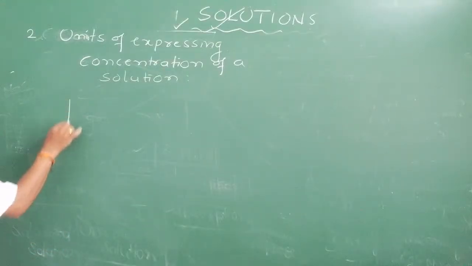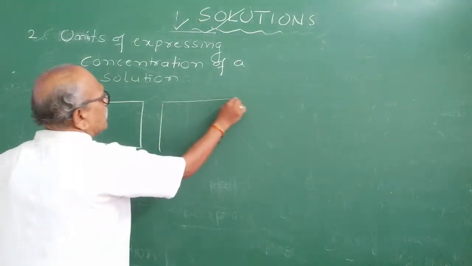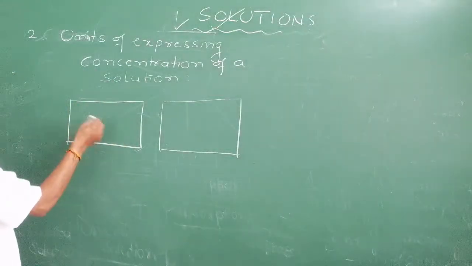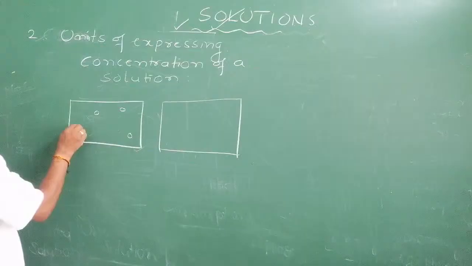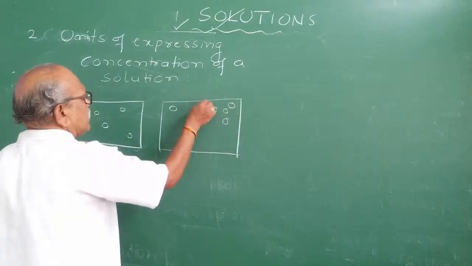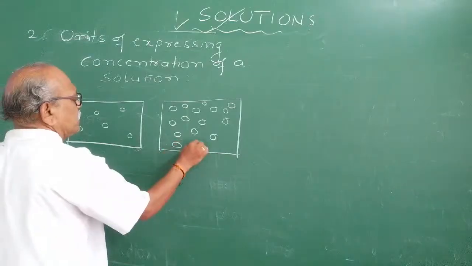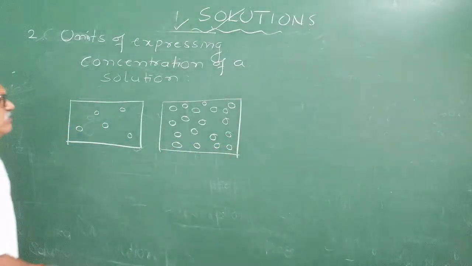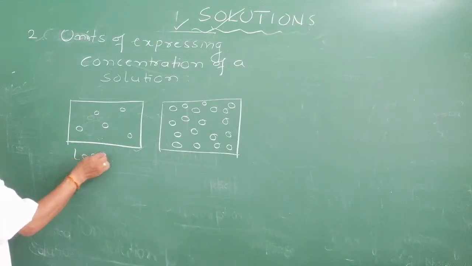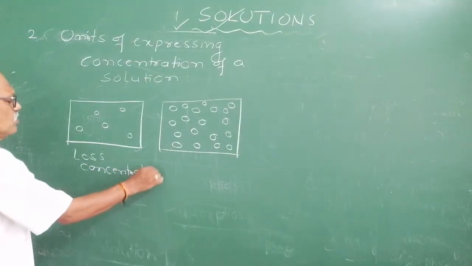Suppose that this is a container containing a particular substance. Observe here, like concentrated and dilute, I told you. If the number of solute particles are very few, it is less concentrated. Here the number of solute particles is high, so we can say that it is more concentrated.